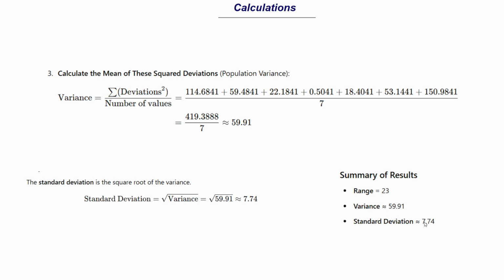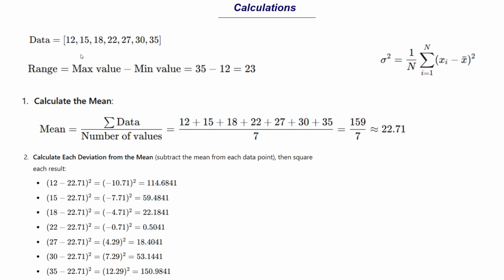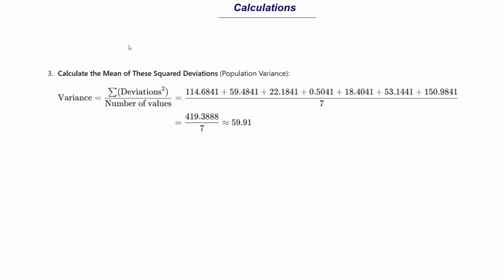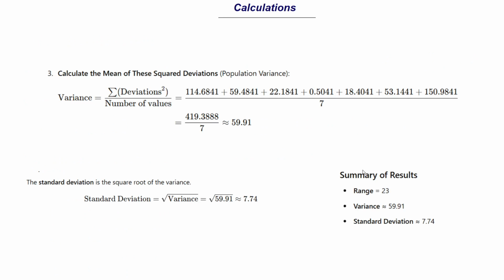So what this standard deviation 7.74 is telling us is that each data point differs from the mean by an average value of 7.74. You can think of it as each value differing by this quantity, 7.74, from the mean. It's kind of like taking the average of all those deviations, and that's how you can understand this.